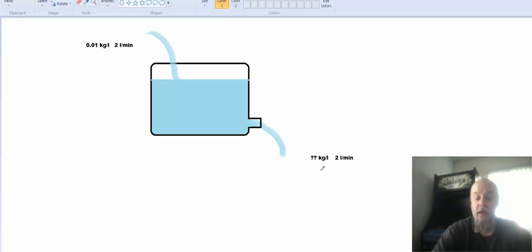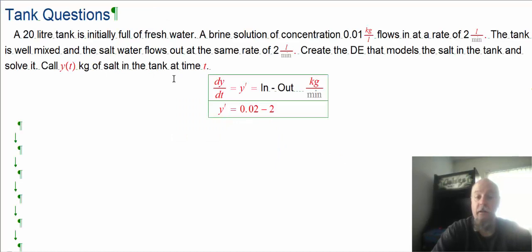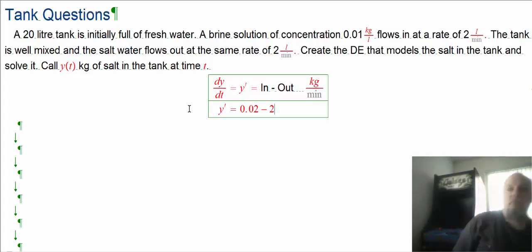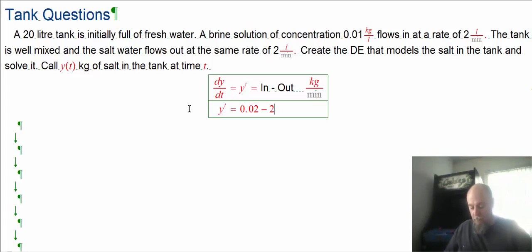What is the concentration in that tank? Well, concentration is measured in kilograms per liter, and I know the bottom part, the liters: it's 20 liters. That's how much liquid is in the tank. How many kilograms of salt are in the tank? Well, that changes. The question said it started out as fresh water, so initially there's no salt in the tank. Initially, y is equal to 0. y naught is equal to 0. That's going to be our initial condition that we're going to get the constant from.